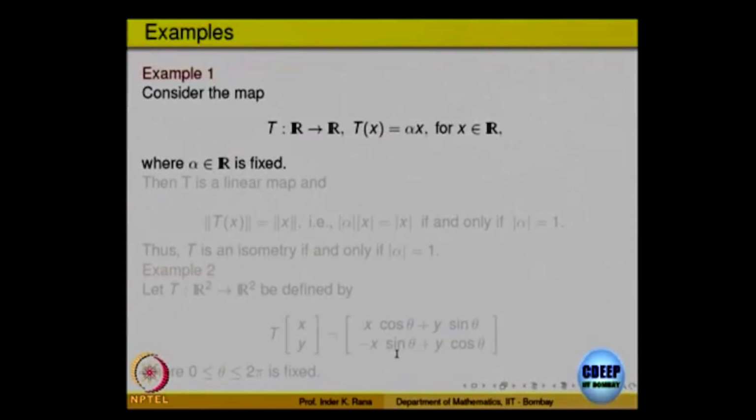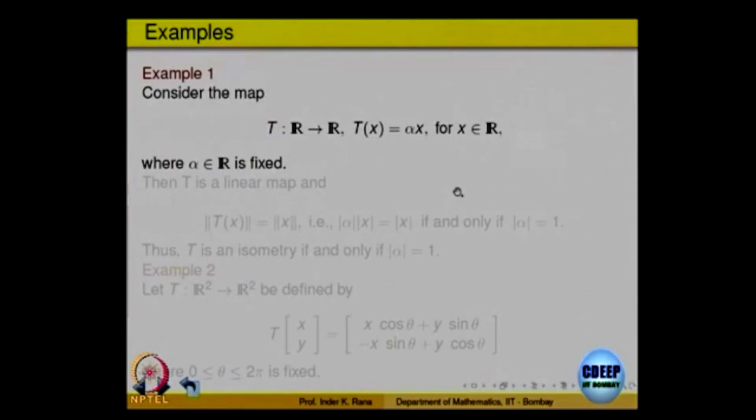So let us look at some examples which are quite obvious, which we normally use in what is called rigid motions. So consider the map from R to R. R is a vector space over itself, with addition and scalar multiplication. So look at alpha times x, that is a magnification in R. The claim is this is a linear map, obviously, since T of x plus y is alpha times x plus y. We want to find out for what alpha it is an isometry.